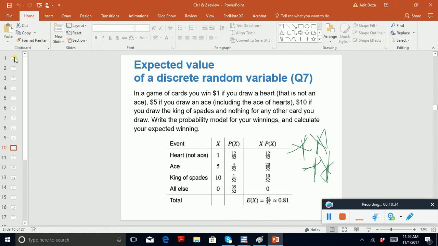Okay, so I gave full points as long as you got the expected mean is 0.81, right? Because hearts, not aces, there are 12 of them out of 52. And aces, there are 4 of them out of 52. King of spades, only one unique card, and everything else is the remaining number of cards. Right? Is it clear?